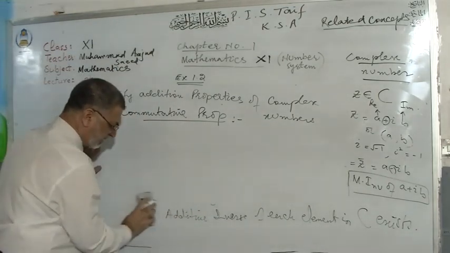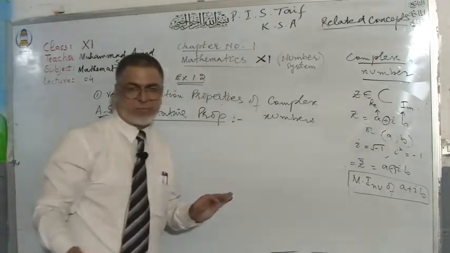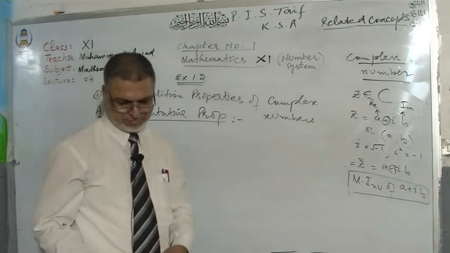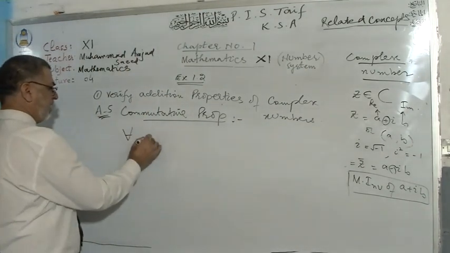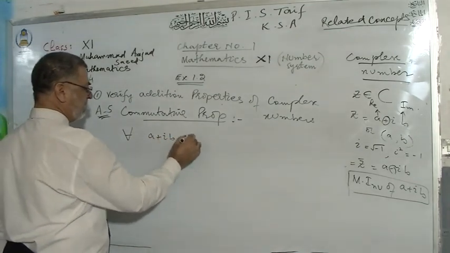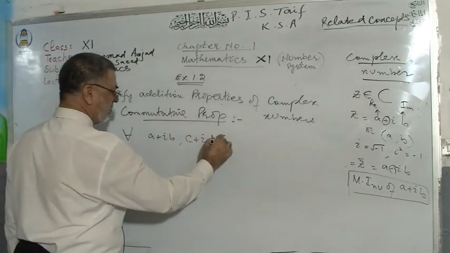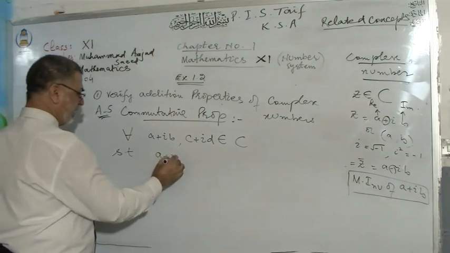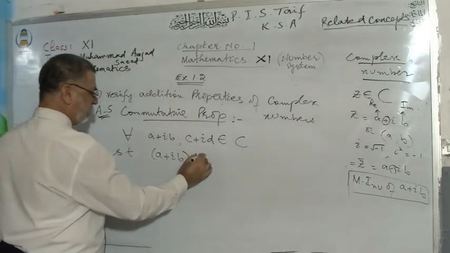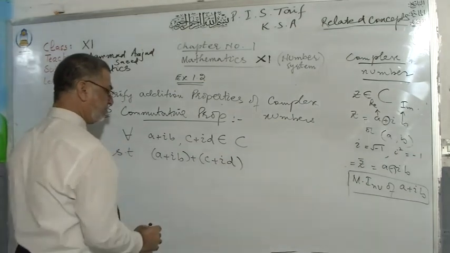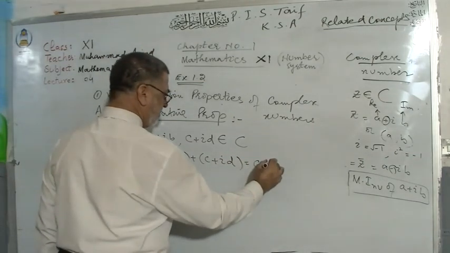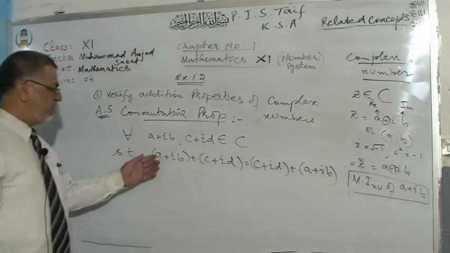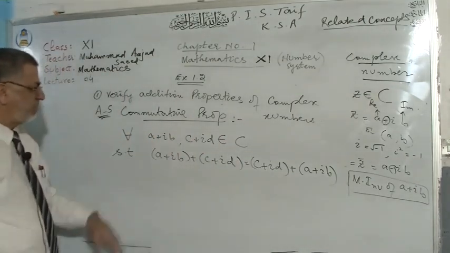In case of commutative properties, bring the definition in your mind. You simply change the positions and you will get the same answer. Here, for all a plus iota b, c plus iota d belongs to C, such that a plus iota b plus c plus iota d is equal to c plus iota d plus a plus iota b. a plus b and b plus a, they are same.